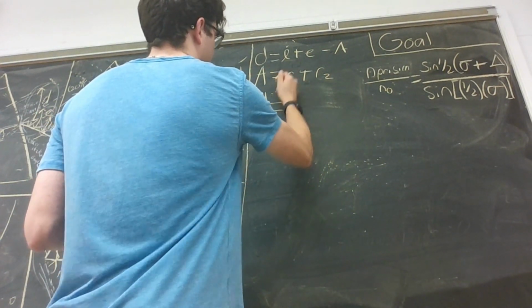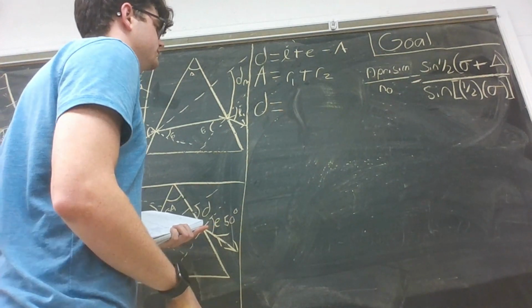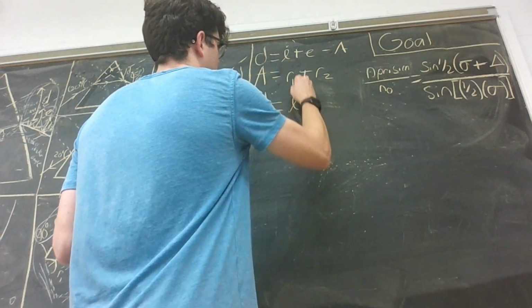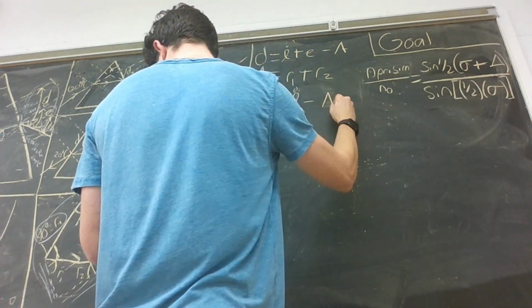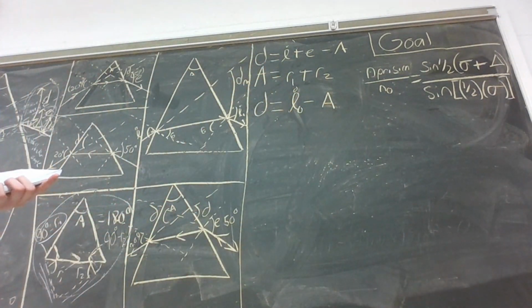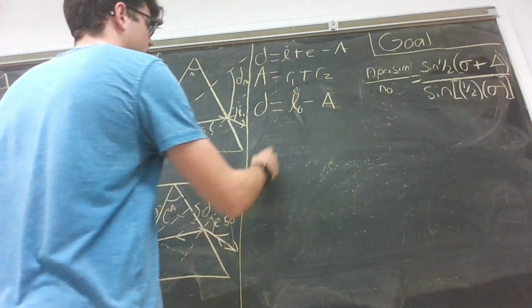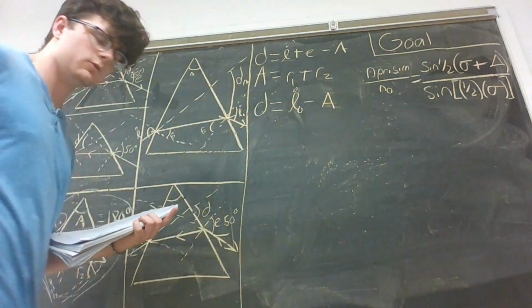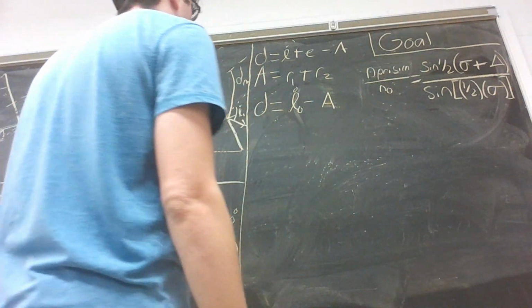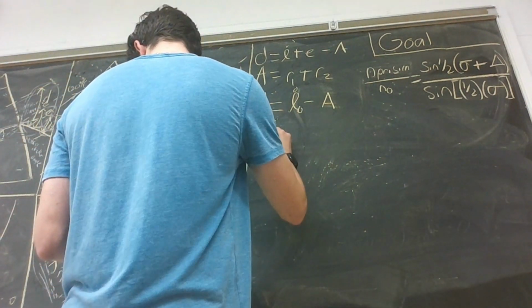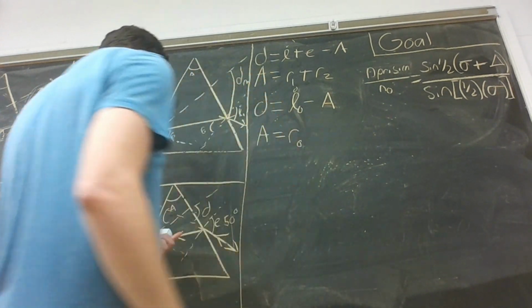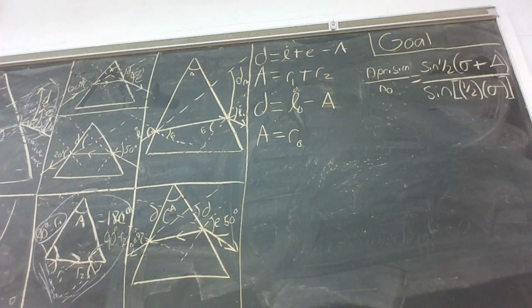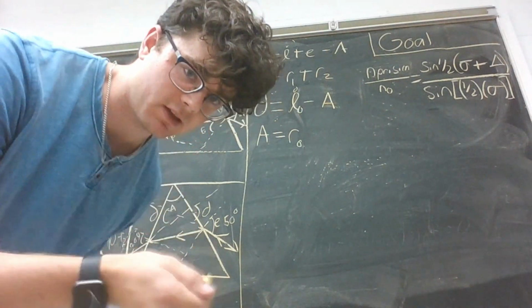Or, I naught. Let's do I naught. And this is minus A. And then A itself, because R1 and R2 are equal to each other based on Snell's law, I'm just going to call that R naught. So A is just equal to R naught. Now we can actually write Snell's law itself.